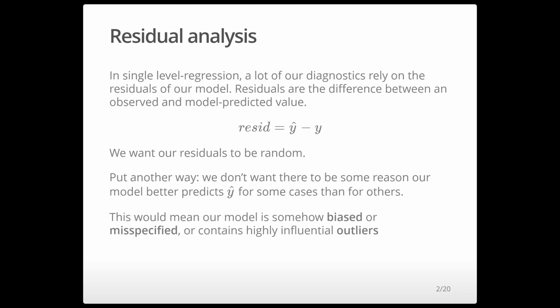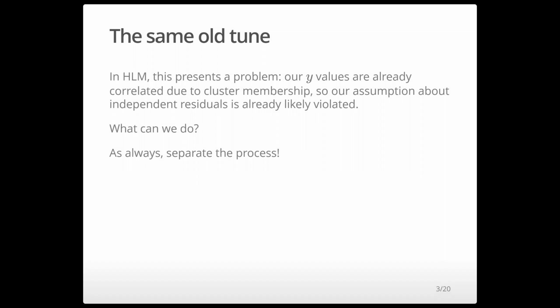And what we want is for these residuals to be random. To put this another way, we don't want there to be some reason our model better predicts some values for some cases than other values in other cases, because this would mean that our model is somehow biased, misspecified, or contains outliers. In HLM, this presents a problem because our outcome is already correlated due to cluster membership. So our assumption about independence in the residuals is already violated. So as always, we have to separate out the process.